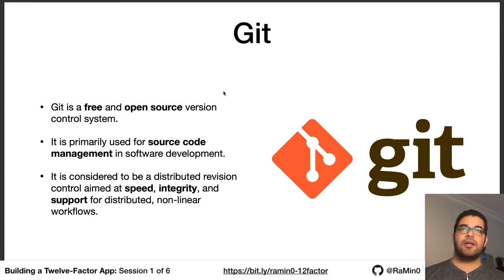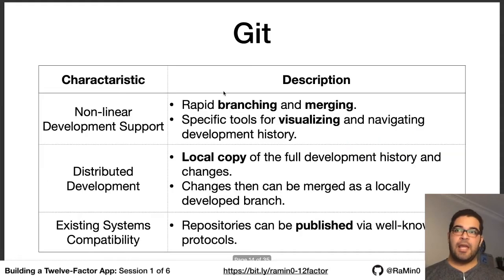Yeah, so moving on, I'll be talking about Git, which is basically the tool used for source control. It's a free and open source version control system that you can download and run on your machine right away. It's used for source code management, and it's considered to be a distributed version control system that is aimed at speed, integrity, and support for nonlinear workflows. Blah blah blah. Okay, just some stuff from Wikipedia here. But what I want to say about it is that it makes your life easier if you know how to use it well. So these are some of the characteristics of Git.